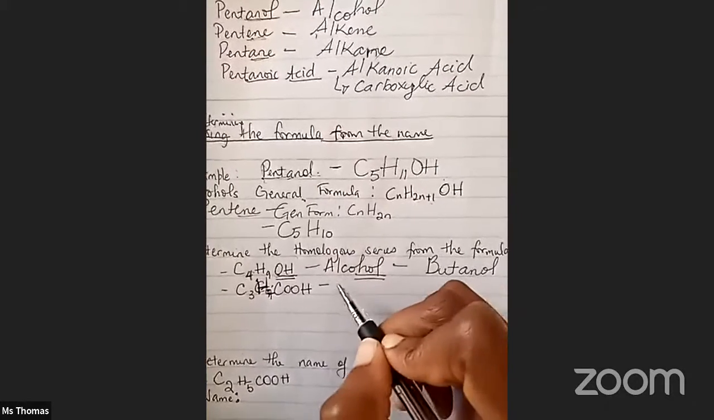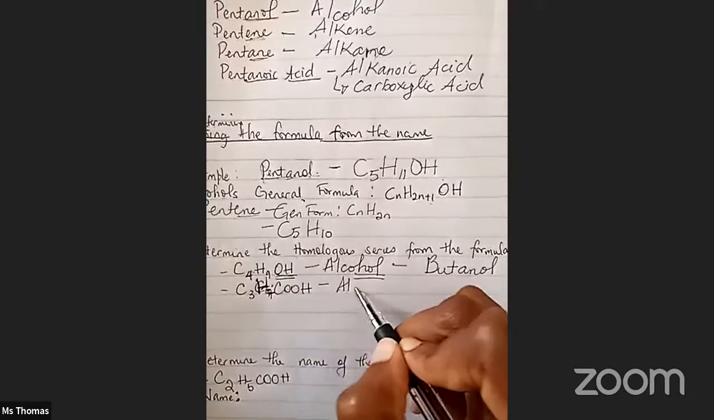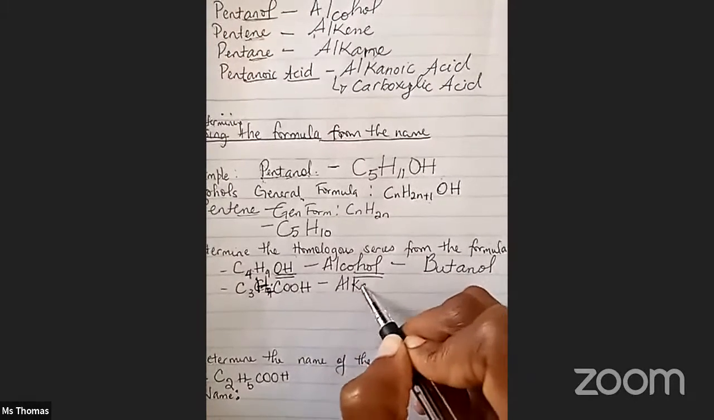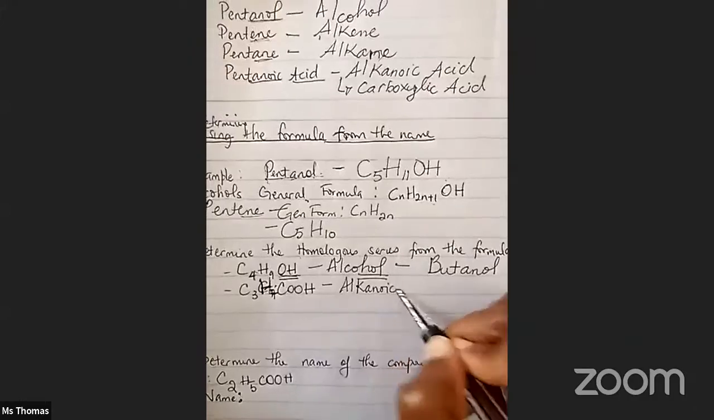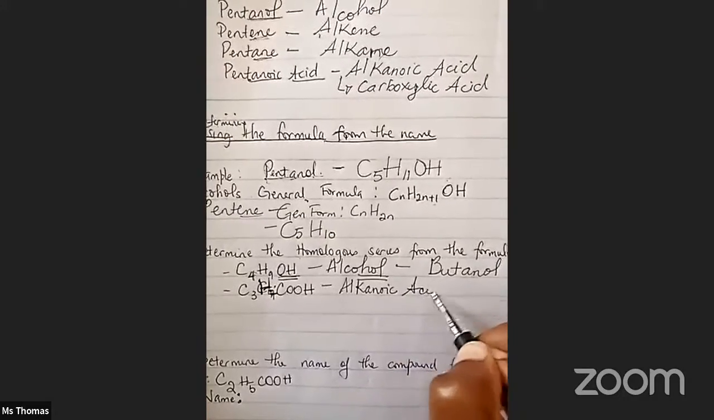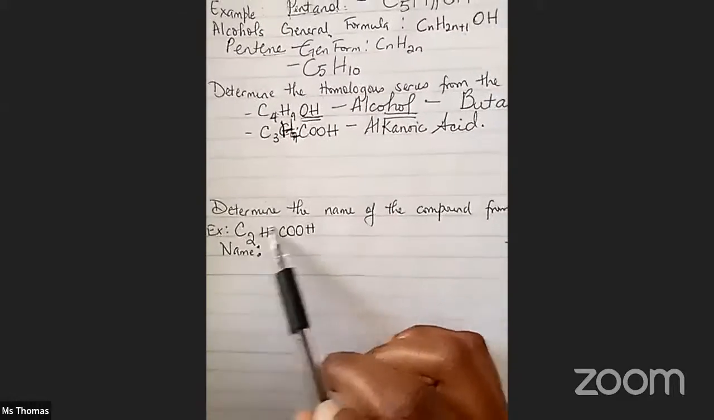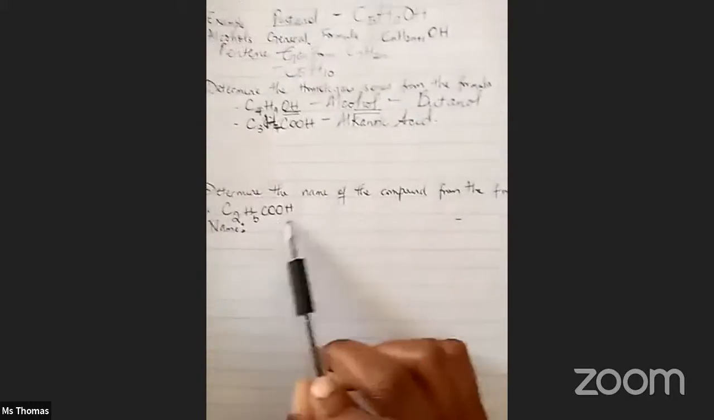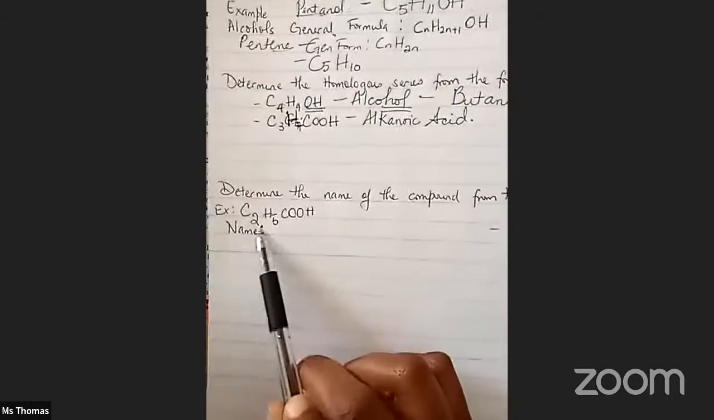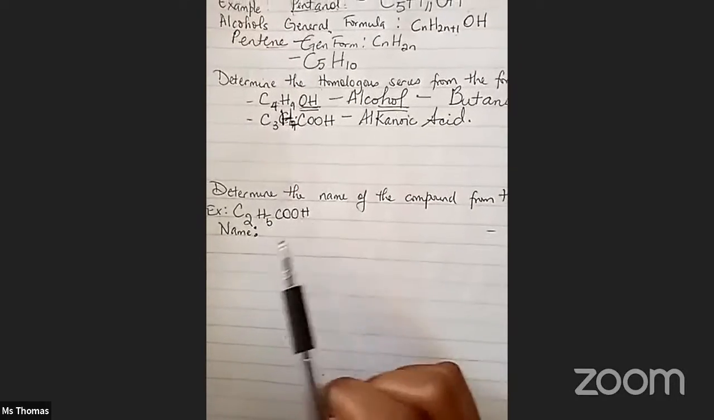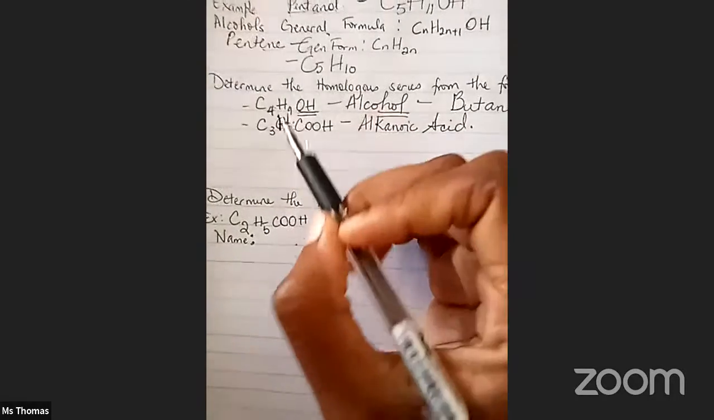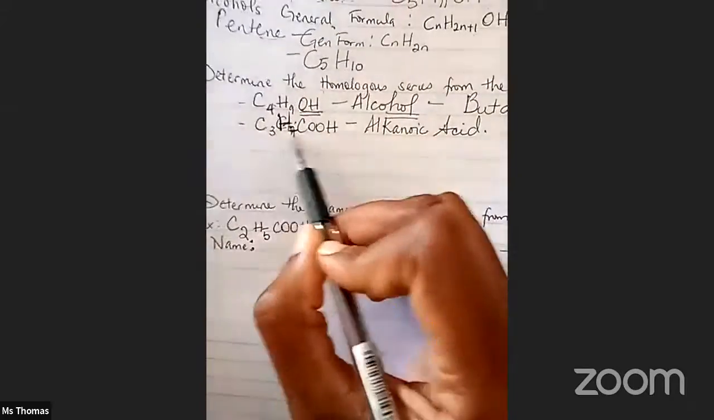Alkanoic acid. Very good. It's an alkanoic acid, or a carboxylic acid, that's the other name for it. All right. Now we're going to talk about determining the name of the compound from the formula. So you're looking at the formula, you're going to tell me the name. Tell me the name of this compound first.